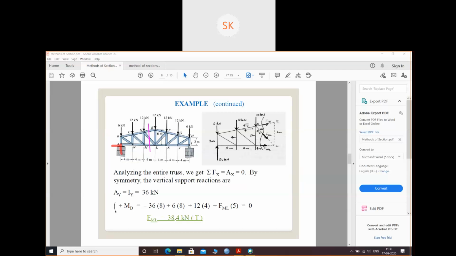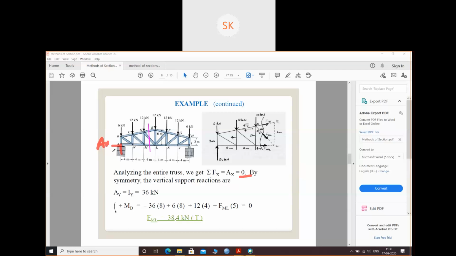So analyzing the entire truss, we get summation of Fx equals Ax equals 0. If I see the whole figure, there are no x-direction forces, only this Ax. So it is nothing but equal to 0. Then the vertical support reactions, then summation of all the vertical forces.